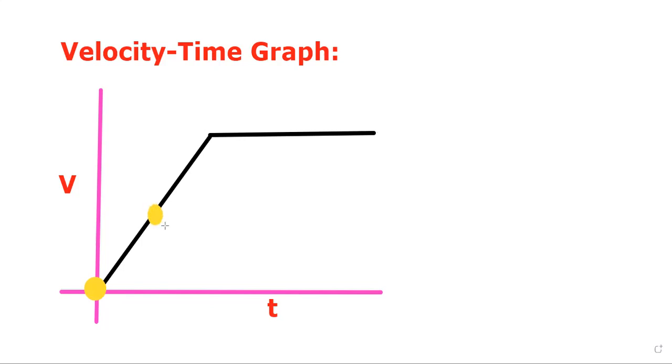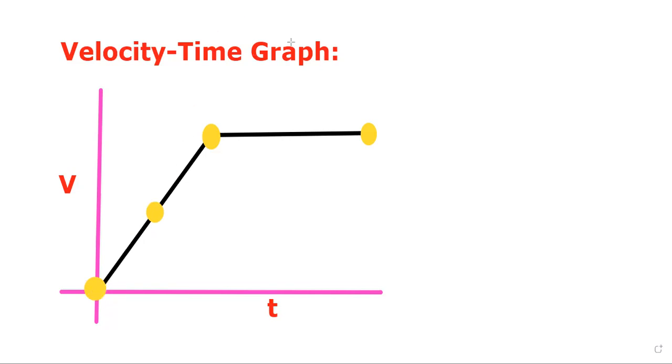Now this is our next point, this is our next point, and this is our next point. These are a few points. Let's mark these points. Suppose the first point is the origin of the object. This point represents the origin. It means the object is in a state of rest when time was 0.